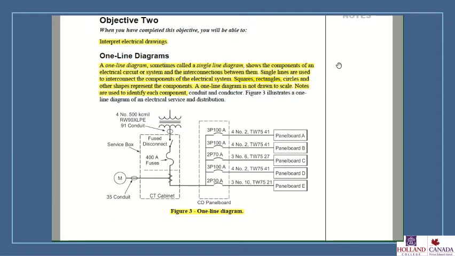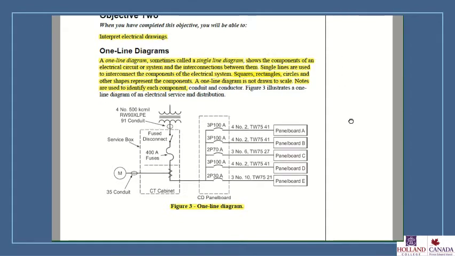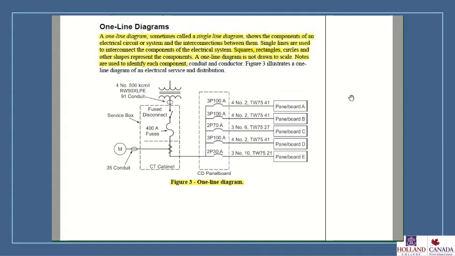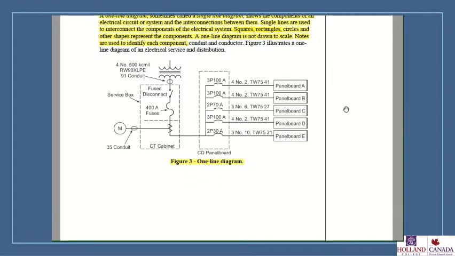Objective 2. When you have completed this objective, you will be able to interpret electrical drawings. One-line diagrams. A one-line diagram, sometimes called a single-line diagram, shows the components of an electrical system and the interconnections between them. Single lines are used to connect the components of the system. Squares, rectangles, circles, and other shapes represent the components. A one-line diagram is not drawn to scale. Notes are used to identify each component, conduit, and conductor.